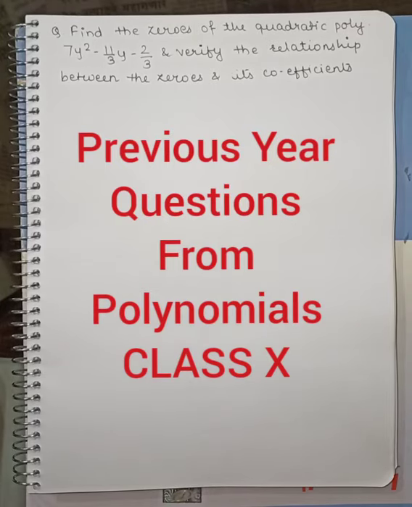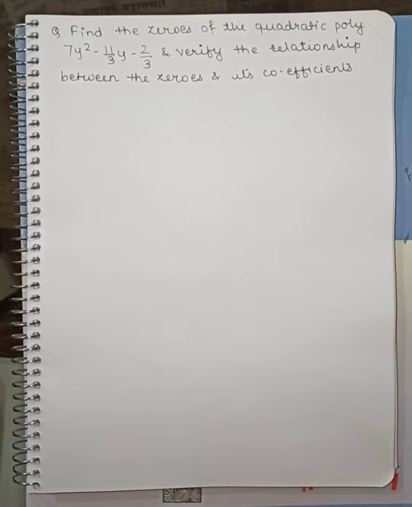The second type of question asked from the topic polynomial is where an equation or a polynomial would be given to you and you are asked to find its roots, and then they will ask you to verify the relationship. Now what relationship? As we know, the relationship between the roots of a quadratic polynomial is that the sum of roots is minus b by a, whereas the product of roots is c by a, right?